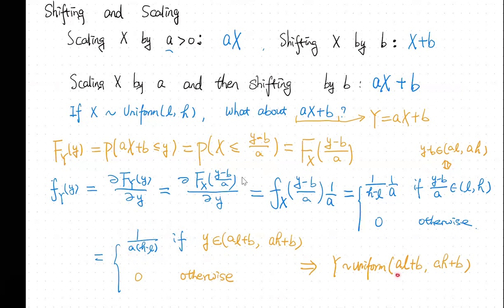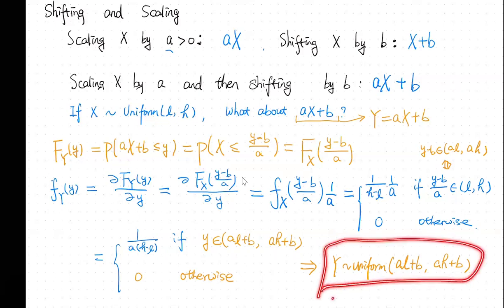As you can see, the shift applying to the endpoint of the interval is the same as the shift applying to x. So shifting and scaling a uniform random variable will give you another uniform random variable with the interval given by applying the same shifting and scaling on the original intervals. So that's how you obtain a new uniformly distributed random variable from an old one.